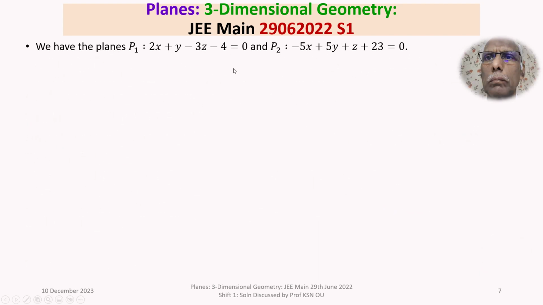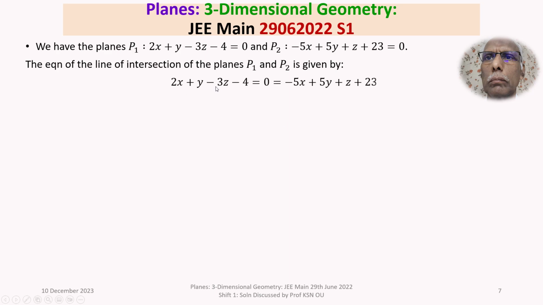That's the plane P1. This is the second one, plane P2. The equation of the line of intersection of the planes P1 and P2 is given by the equation of the first plane together with the equation of the second plane. That is 2x plus y minus 3z minus 4 is equal to 0, and minus 5x plus 5y plus z plus 23 is equal to 0. Together, they give you the line of intersection of the planes P1 and P2.